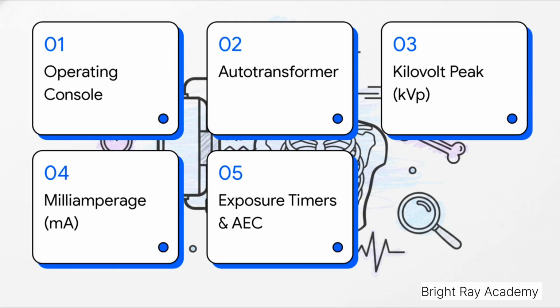Here is our roadmap for today. First, we'll look inside the operating console. Next, powering up with the Autotransformer. Then, controlling beam quality with Kilovolt Peak and beam quantity with Milliamperage. Finally, we'll wrap up with exposure timers and AEC.